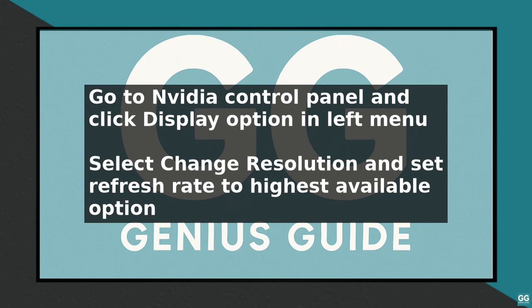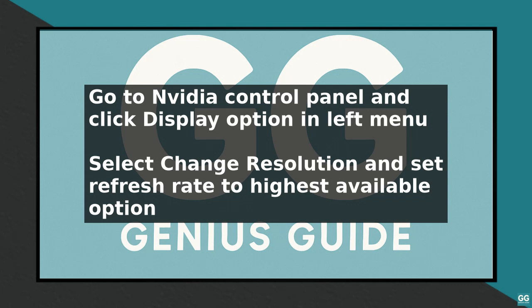Now, click on the Set Up G-Sync option, which can be found in the Display menu. Check the box next to Enable G-Sync. Then select the monitor you want to use G-Sync with. If you have multiple monitors, make sure to select the correct one.